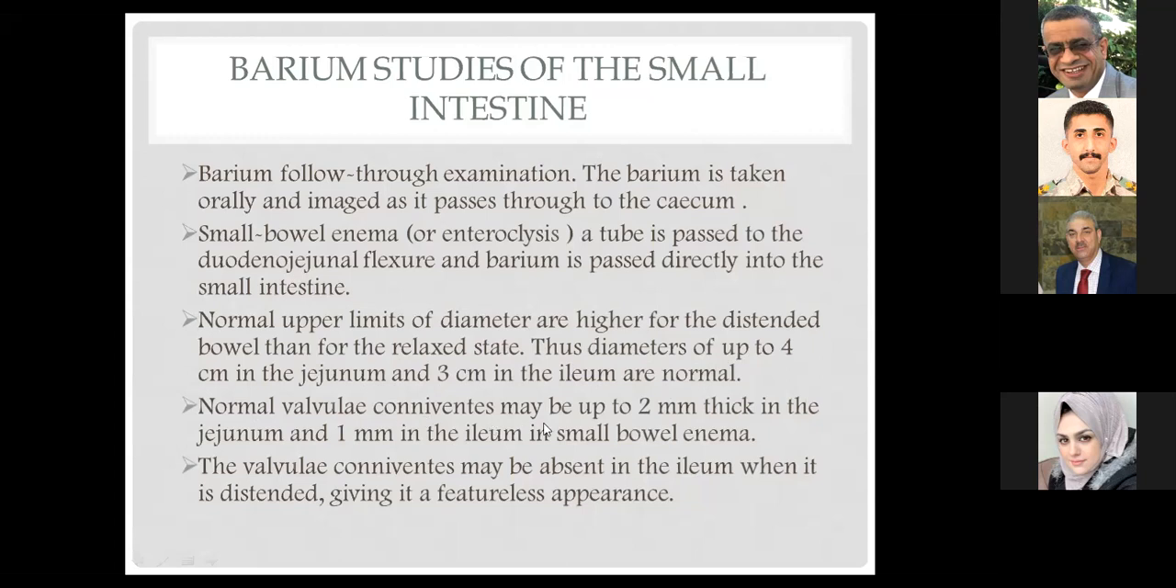Normal valvulae conniventes may be up to 2 mm thick in the jejunum and 1 mm thick in the ileum. The valvulae conniventes may be absent in the ileum when it is distended, giving it a featureless appearance.